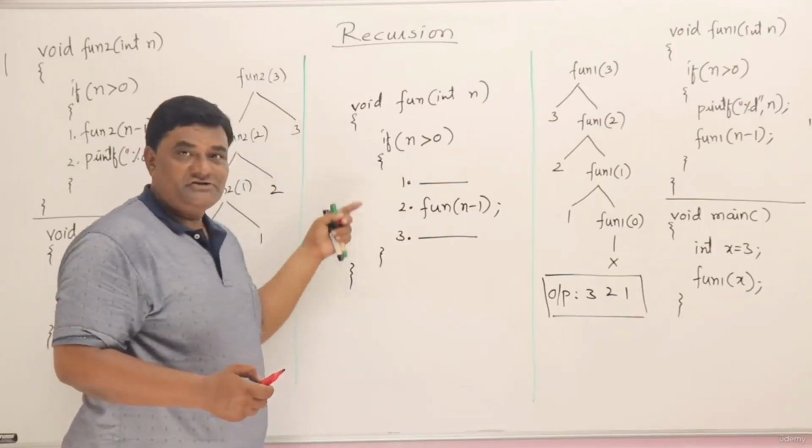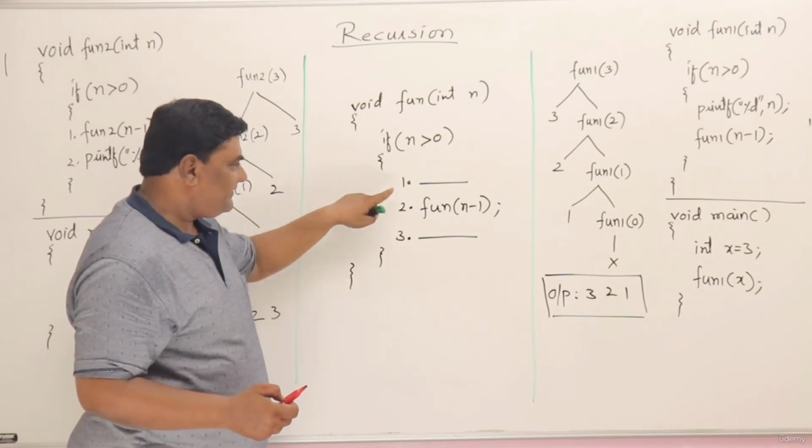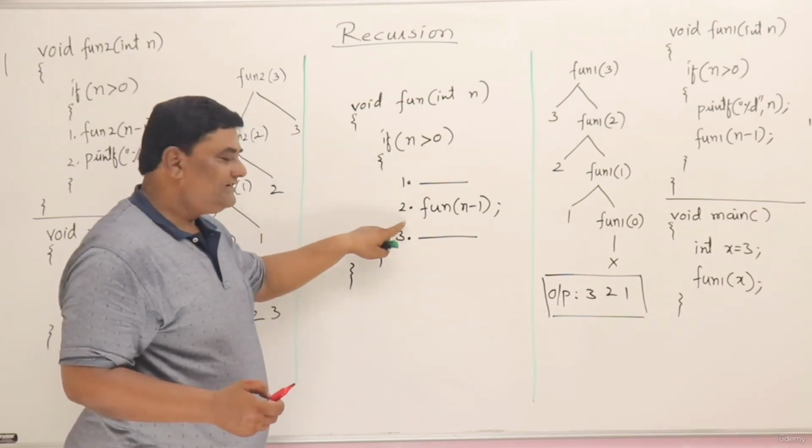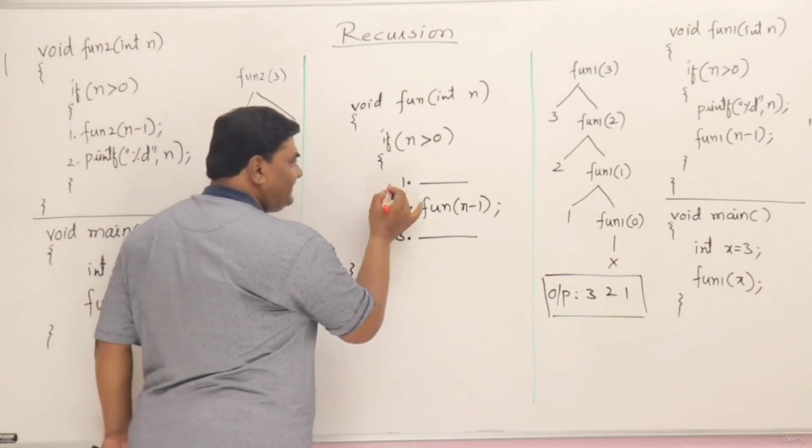Here I have a function, a recursive function. It is calling itself. There are three statements. First statement, there is something, and then it is calling itself, and there is one more statement. So the question is, when will this statement execute?